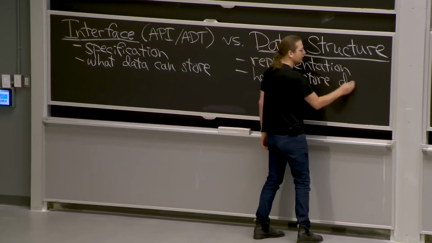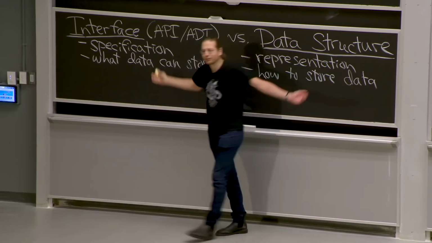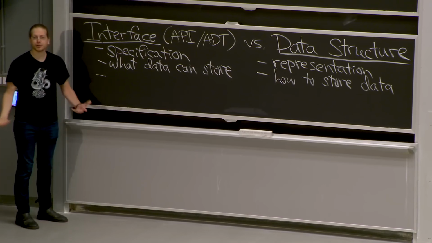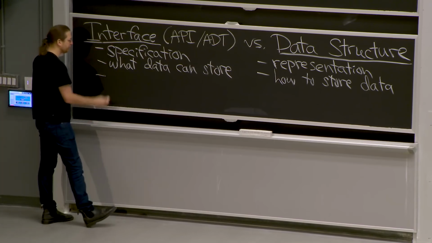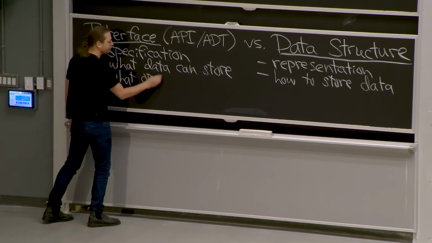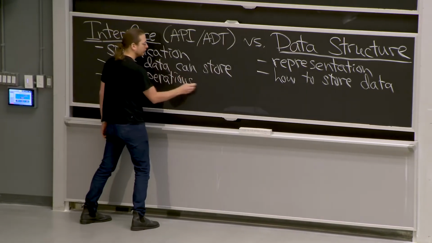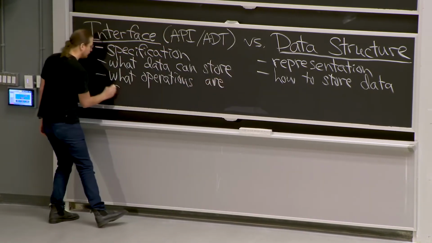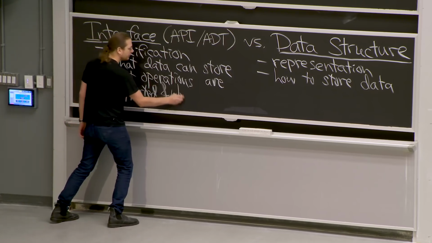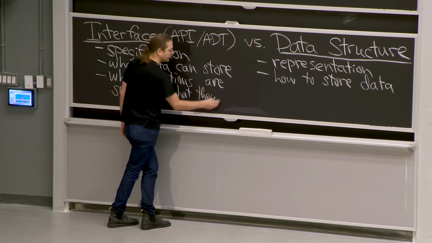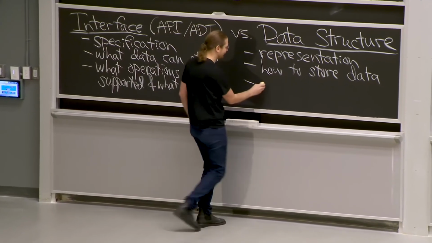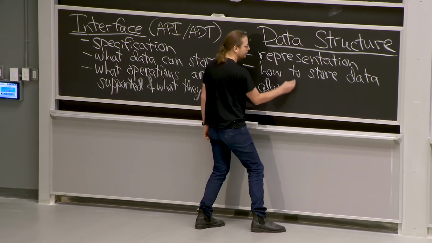This is pretty boring. Just storing data is really easy. You just throw it in a file or something. What makes it interesting is having operations on that data. So in the interface, you specify what the operations do, what operations are supported, and in some sense what they mean. And the data structure actually gives you algorithms. This is where the algorithms come in for how to support those operations.